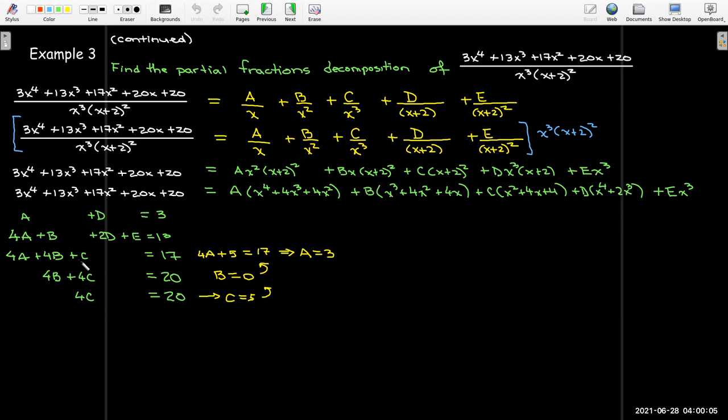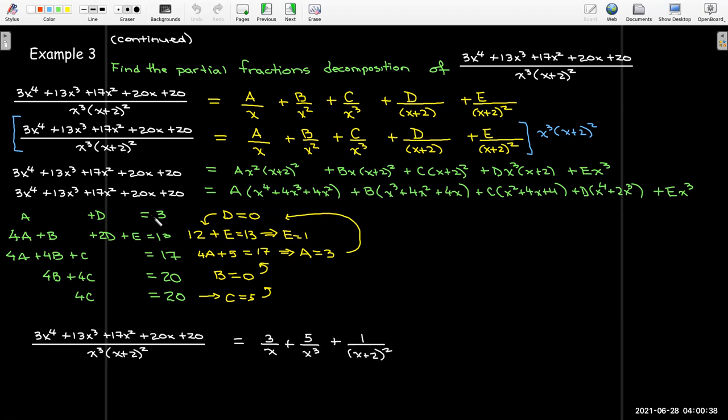Now if a equals 3, I can go to the top equation and use the fact that a equals 3 to show that d must equal 0. And now I'm left with finding the value of e, and I can use all of my known values in the second equation to get the equation that 12 plus e equals 13, so e must equal 1. So now that I have all of the unknown constants, I can go ahead and write out the partial fractions decomposition.